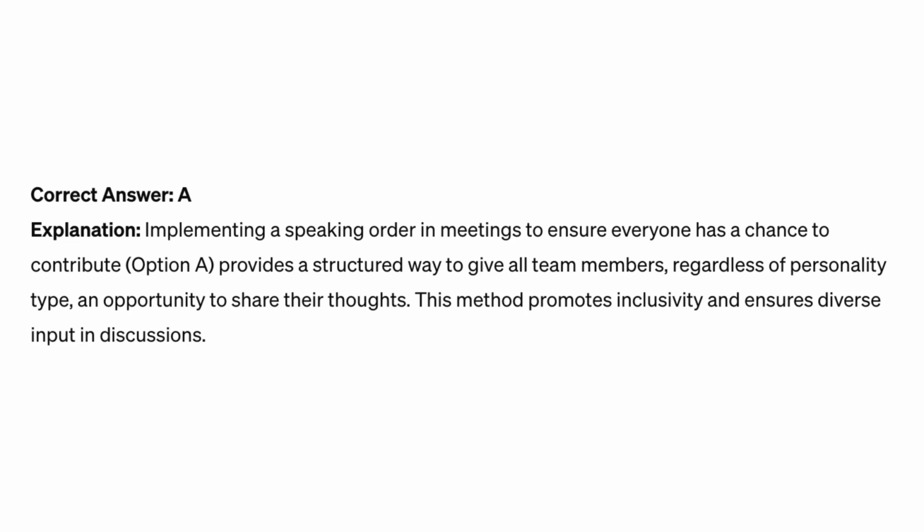Correct answer A. Explanation: implementing a speaking order in meetings to ensure everyone has a chance to contribute. Option A provides a structured way to give all team members, regardless of personality type, an opportunity to share their thoughts. This method promotes inclusivity and ensures diverse input in discussions.